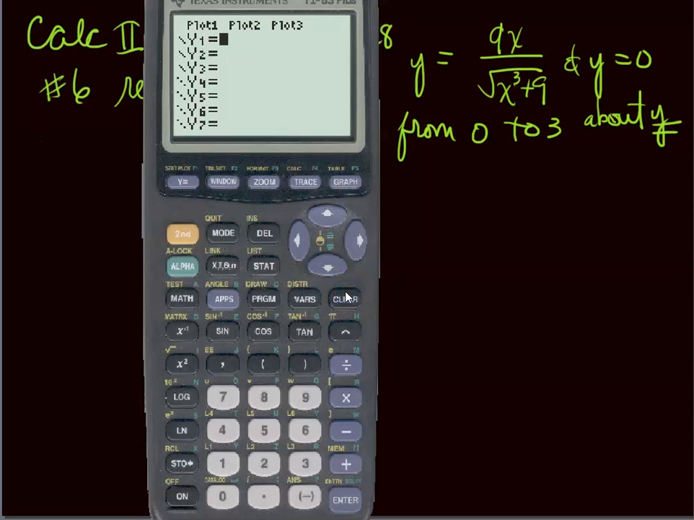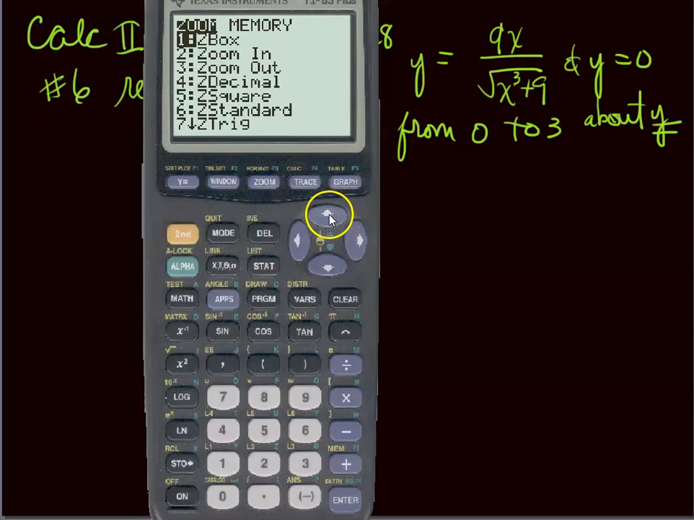Clear. We've got 9x, so we don't need any parentheses around that. But now we need some, well, we got the square root that'll help us here. The square root of x cubed plus 9, close. And we want this from 0 to 3, so probably we want this from -3 to 3. So I'm going to make my window -3 to 3. And then I'm going to do a zoom fit.